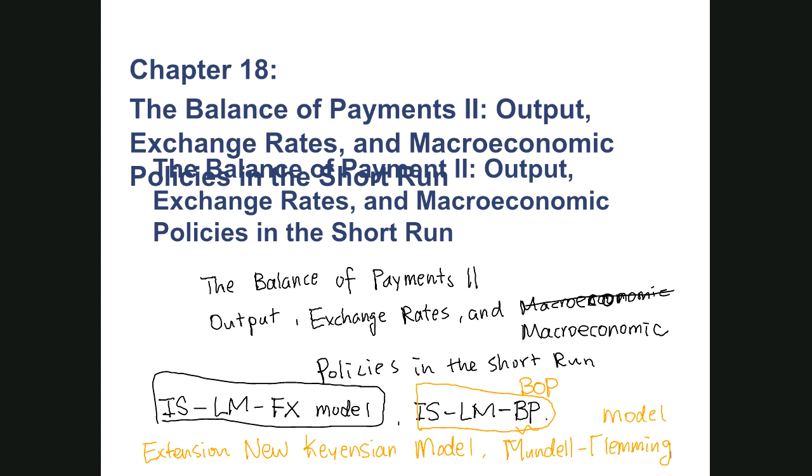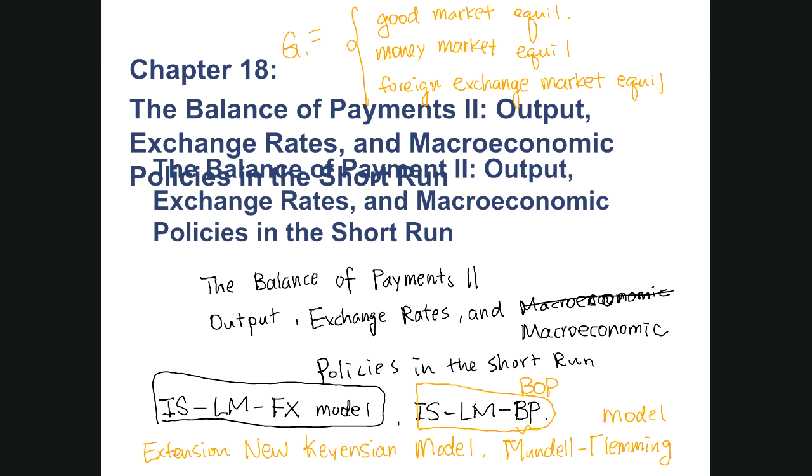So what does it combine? It combines the goods market equilibrium condition, the money market equilibrium condition, and the foreign exchange market equilibrium condition. So it is a general equilibrium model of those three markets. Okay, so let's start with the assumptions of this model.